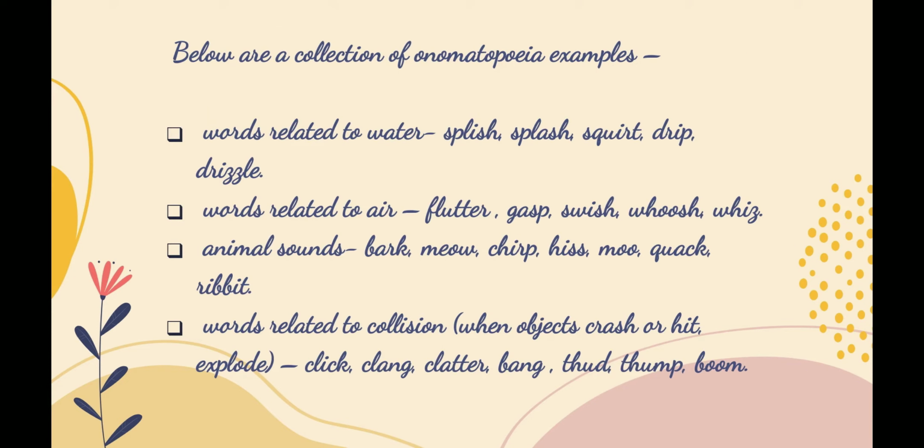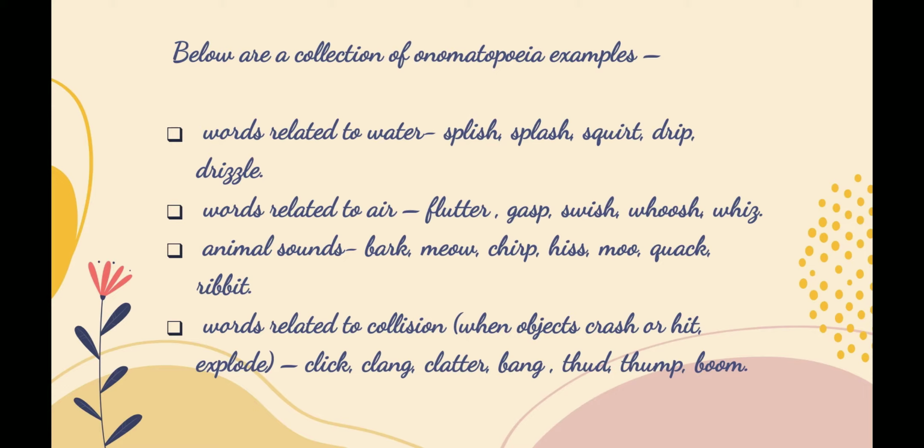Let's have a look at a few more examples. Below we have a collection of onomatopoeia examples. Words related to water: splish, splash, squirt, drip, drizzle. So now, for example, just say you want to say water dropped. Instead of using the word dropped, you can replace it by using either one of these onomatopoeic words, that is splish, splash. So now the sentence can be: the water splished, or the water splashed.